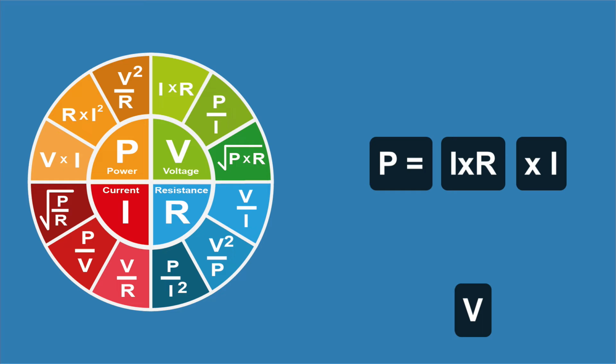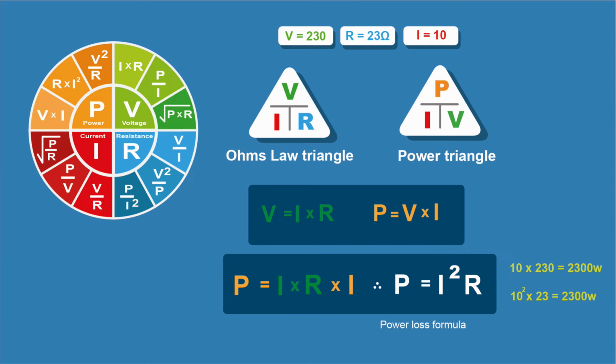So we get the formula P equals I times R times I. Now there's two I's in there. I times I is squaring itself. So we can simplify that formula to P equals I squared R.